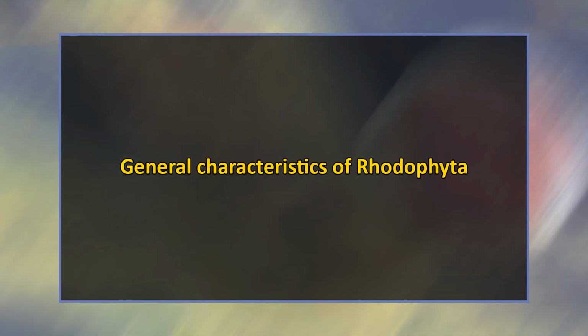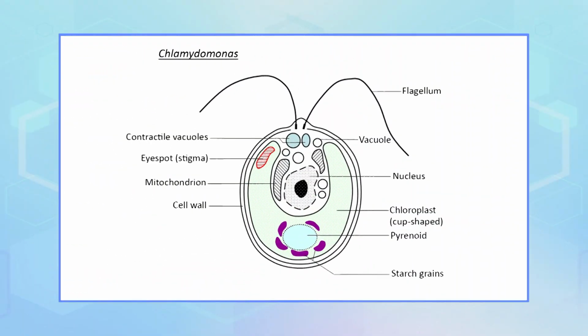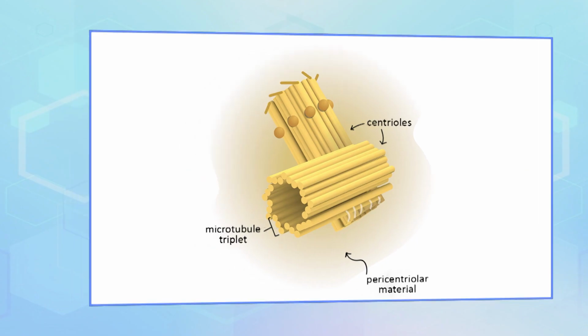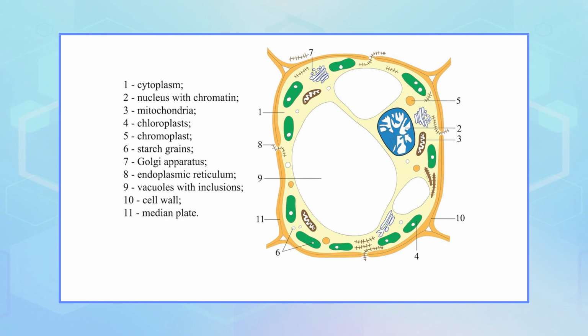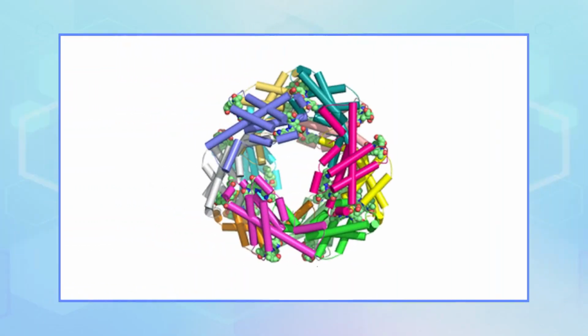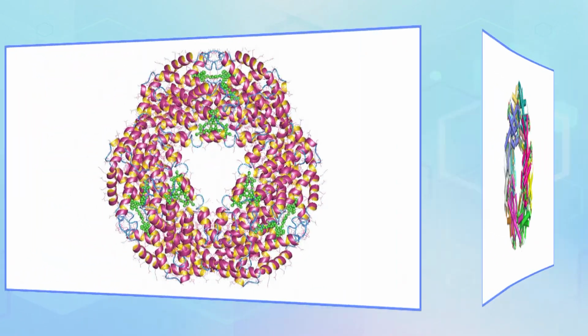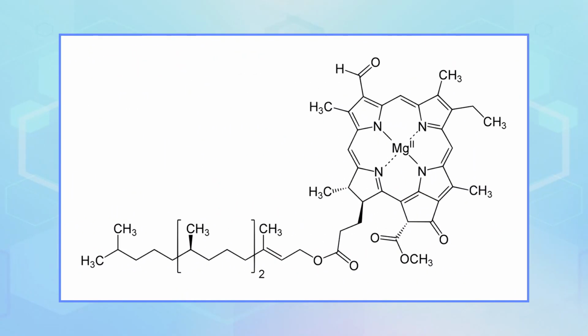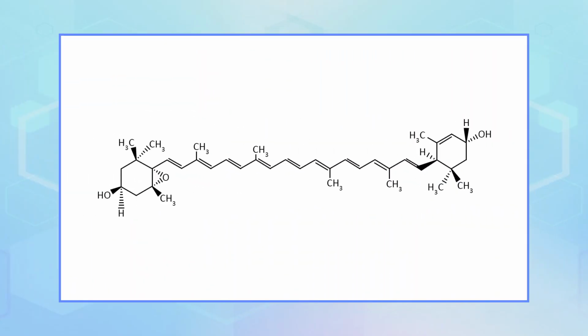Now coming to general characteristics of Rhodophyta. Red algae have a number of characteristics that in combination distinguish them from other eukaryotic groups. Number 1, there is complete absence of flagella and centrioles. Second, Floridian starch as a storage product and storage of starch in the cytoplasm. Third, their photosynthetic pigments include phycoerythrin, phycocyanin, and allophycocyanin together with chlorophyll d and the carotenoid zeaxanthin.